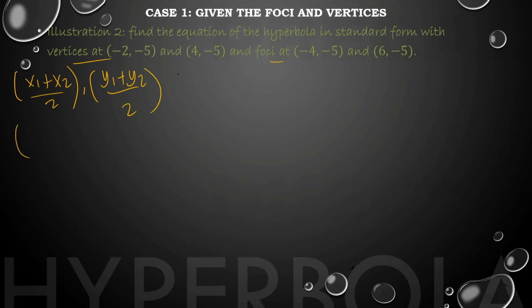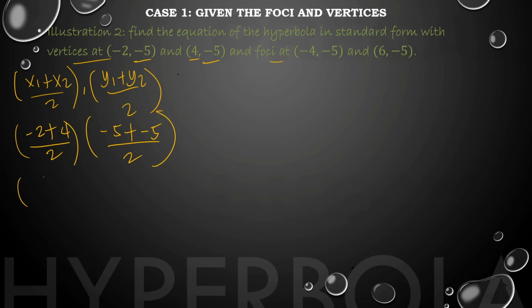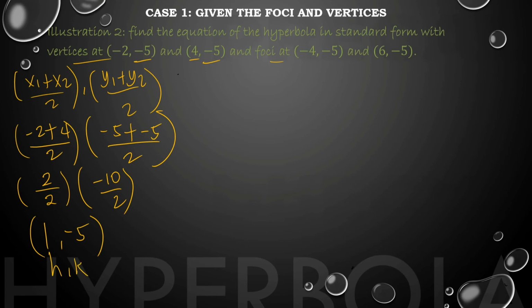So, x sub 1 is negative 2. So, negative 2 plus x sub 2 is 4 over 2. And then, y sub 1 is negative 5 plus y sub 2 is negative 5 over 2. So, negative 2 plus 4 is positive 2 over 2. Negative 5 minus 5 is negative 10 over 2. So, magiging 1 and negative 5. So, ito yung h and k natin. Ito yung center.